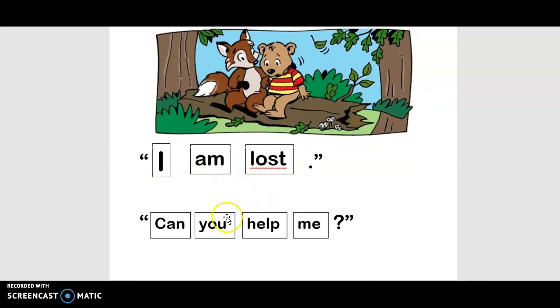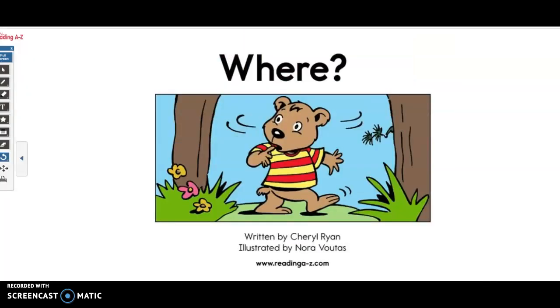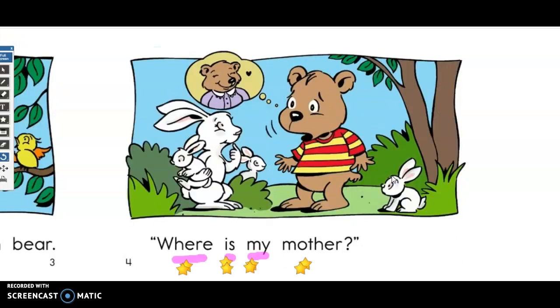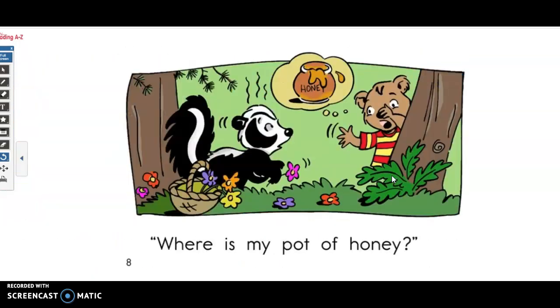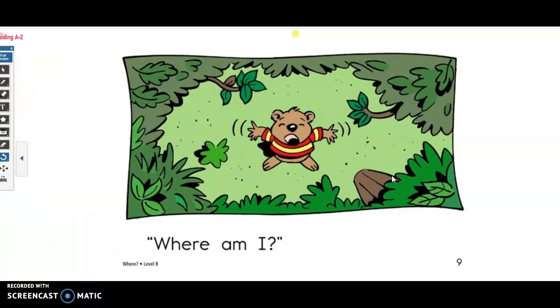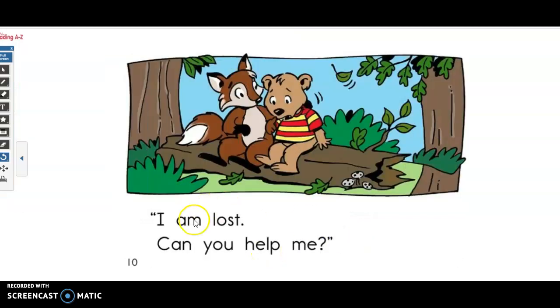So let's go back and let's read this page. I am lost. Can you help me? I want you to try. Good, make sure you sound like the character. What we're going to do now is we are going to go back to our book. We're going to scroll through to these pages. And look, now we know how to read them. Where am I? You try. All right, next page. I am lost. Can you help me? You try.